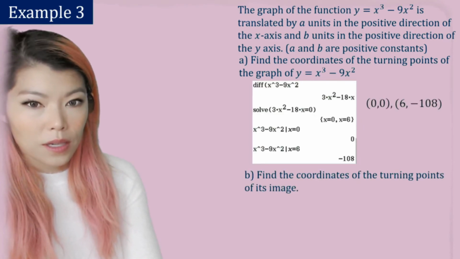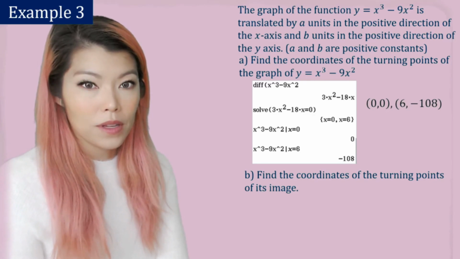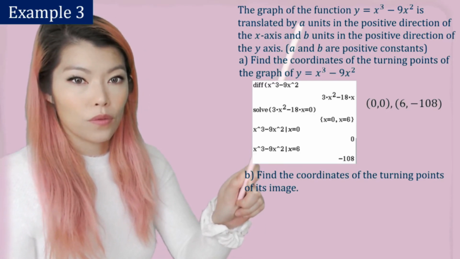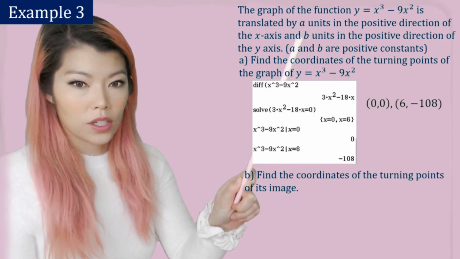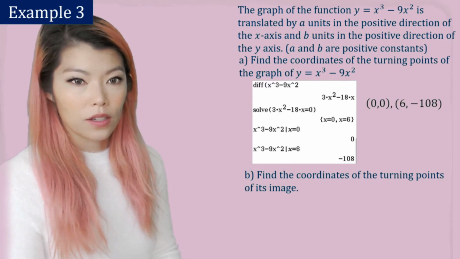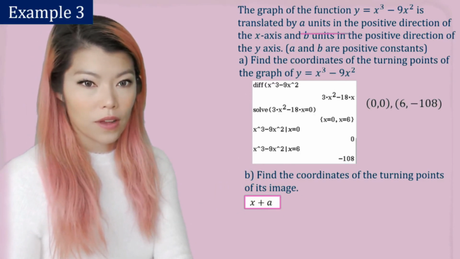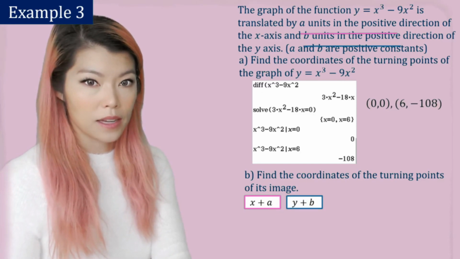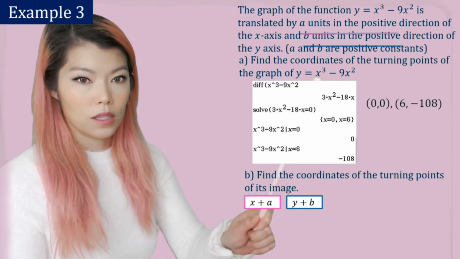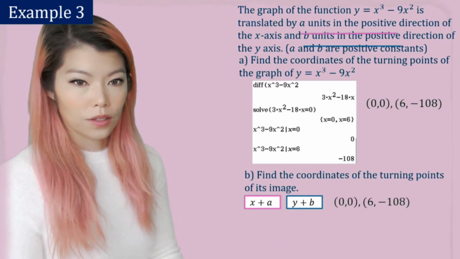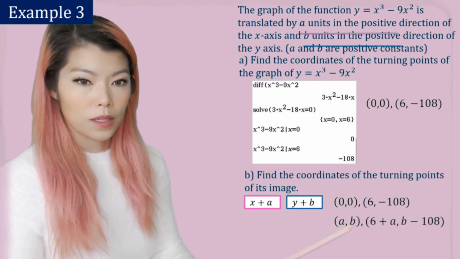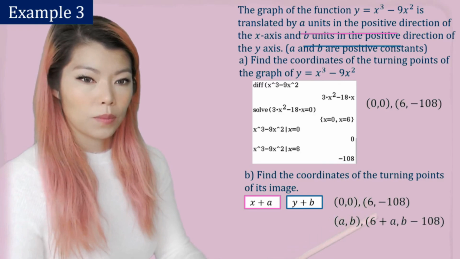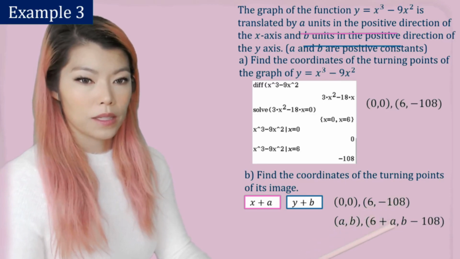Find the coordinates of the turning points of its image. Now the image, in the question, it states it has been moved a units in the positive direction of the x and b units in the positive direction of the y. So in other words, the x value has added a and the y value has added b. So now we have these points. So we have a, b, because 0 plus a is a, 0 plus b is b, and 6 plus a, because we're adding a to the 6, and b minus 108, because minus 108 plus b is the same as b minus 108.